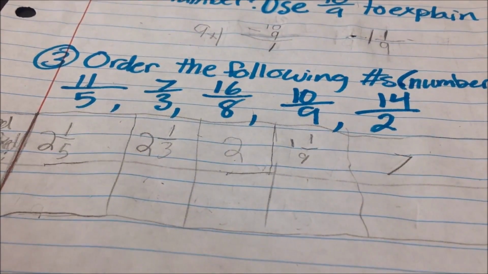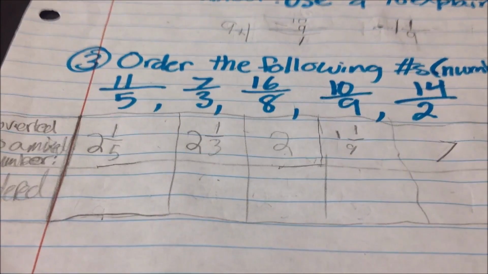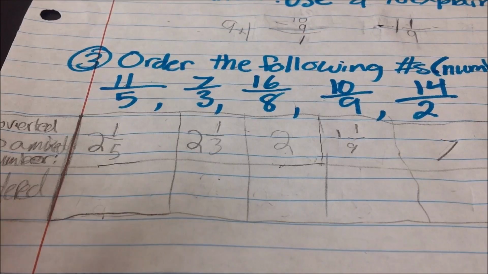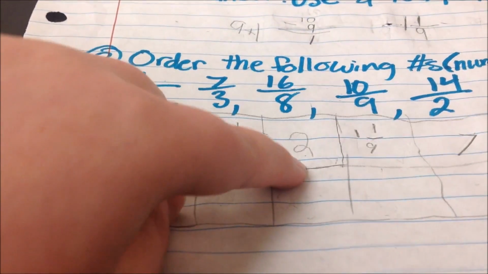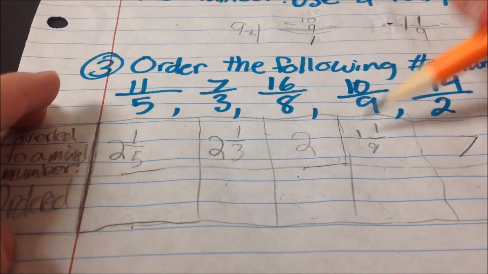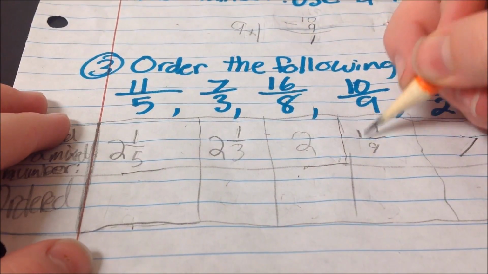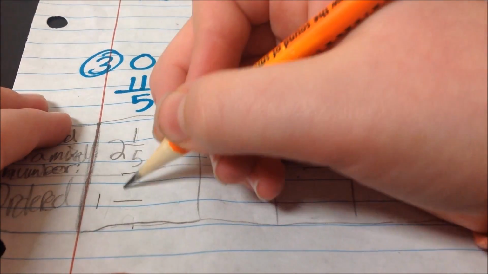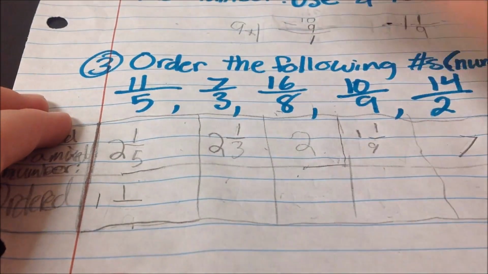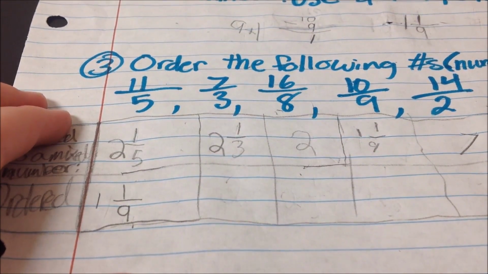Now, if I talk to you guys about the ordering part of it, it's actually quite simple. The first thing you just have to do is look at your whole numbers first. So you have 2, 2, 2, 1, and 7. Okay? So now we say, okay, we have 1 and 1/9. That has the lowest whole number, so that will be the first thing as we order it, if we're going from least to greatest. Obviously, if it was greatest to least, it would be going backwards.